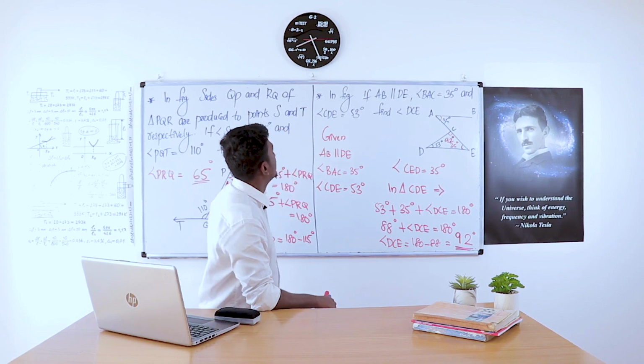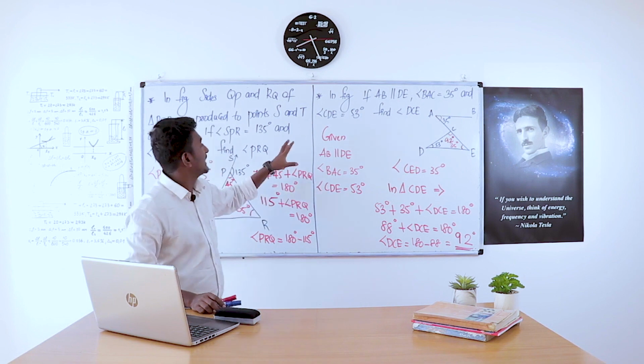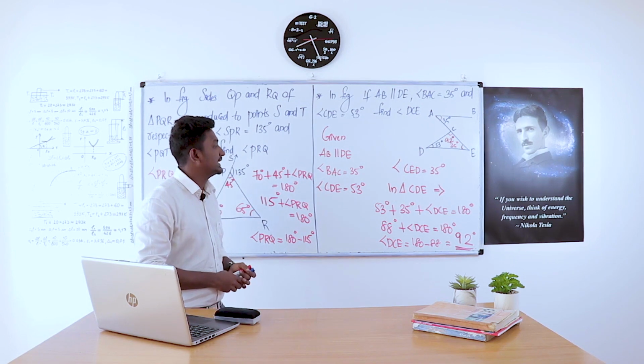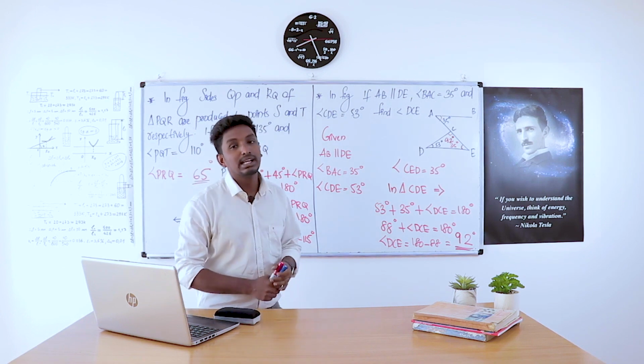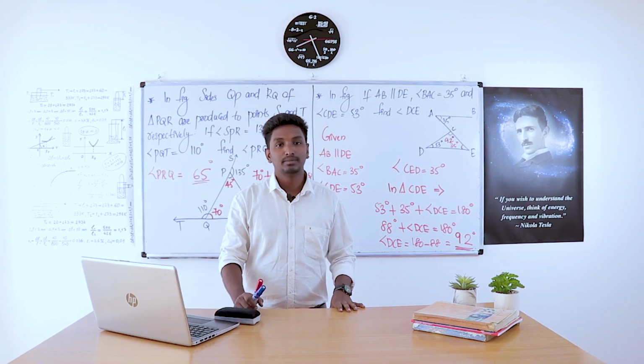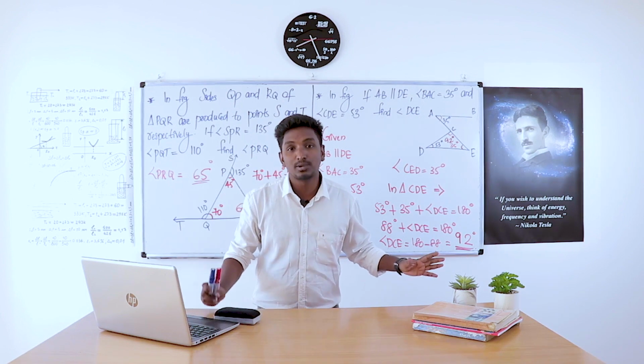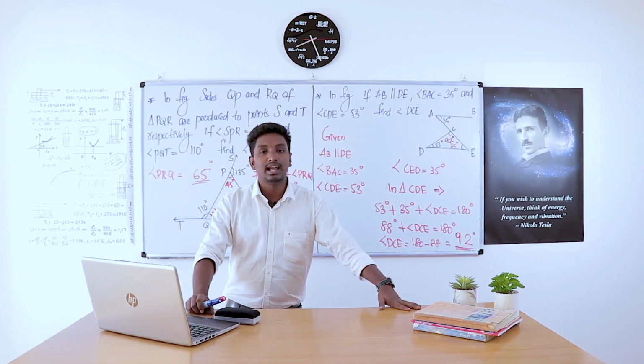Clear? Thus, when a triangle is given and we need to find the angles, we have to use the theorem, the angle sum property of the triangle. So, that's the last problem in this chapter, lines and angles.